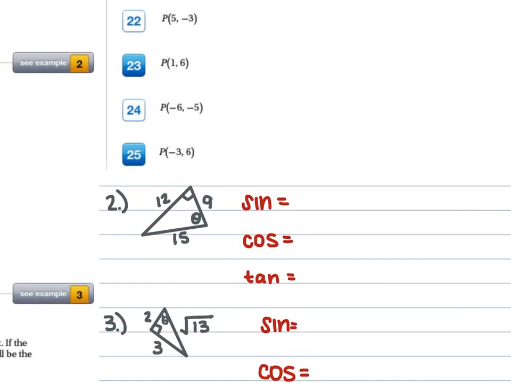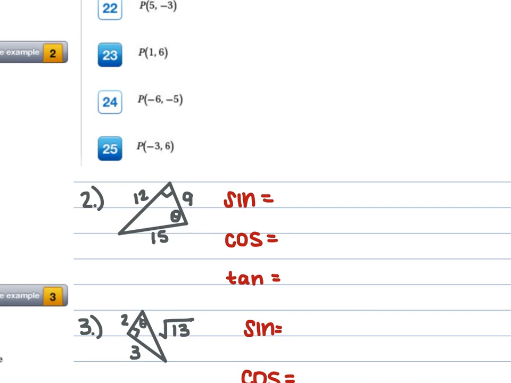So if we look at number 2, we have 12, 15, and 9. The 15 is our hypotenuse since it is across from the right angle. Across from theta is the 12, so that's your opposite, and adjacent to it, or next to it, is that 9.